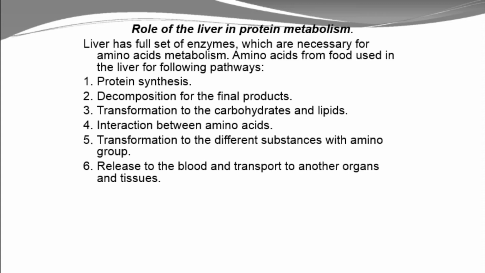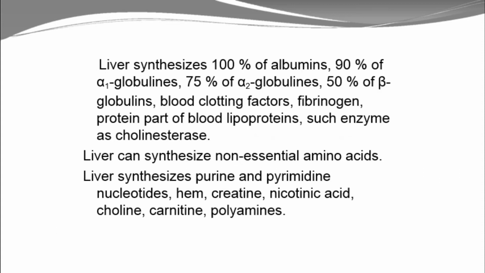From the plasma proteins that we have learned, you'll see that 100% of our albumin is made in the liver. 90% of alpha globulins, 50% of beta globulins, clotting factors, fibrinogen, these are all made in the liver. So when we have a patient who is showing signs and symptoms of bleeding, a bleeding tendency, gum bleeding, and so on, in those cases we sometimes do liver function tests to determine the amount of plasma proteins to see if there is a deficiency or not.